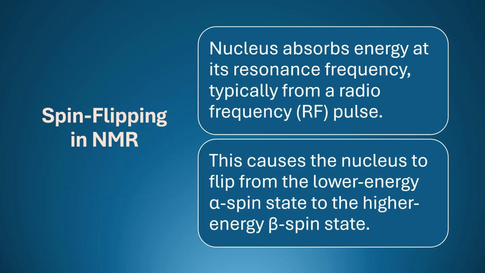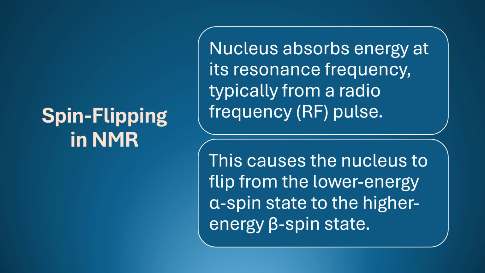field. In nuclear magnetic resonance, NMR, spin flipping refers to the process where atomic nuclei absorb energy at their resonance frequency. This frequency is typically provided by a radio frequency (RF) pulse. When the nucleus absorbs the RF energy, it undergoes a transition from a lower energy alpha spin state to a higher energy beta spin state.